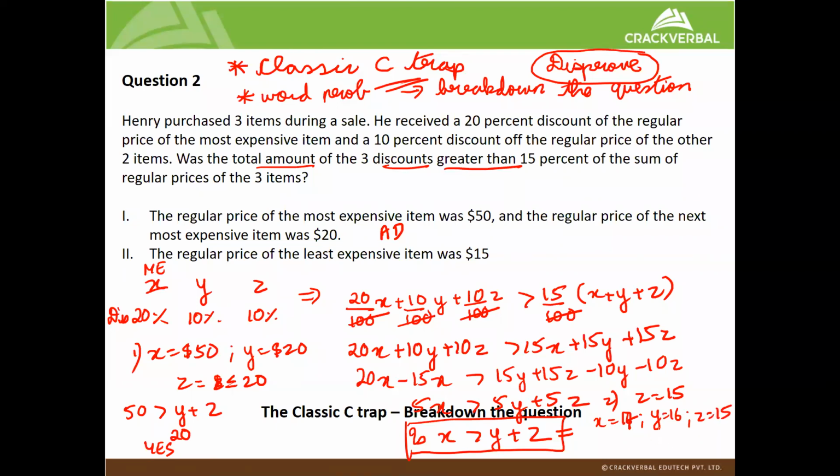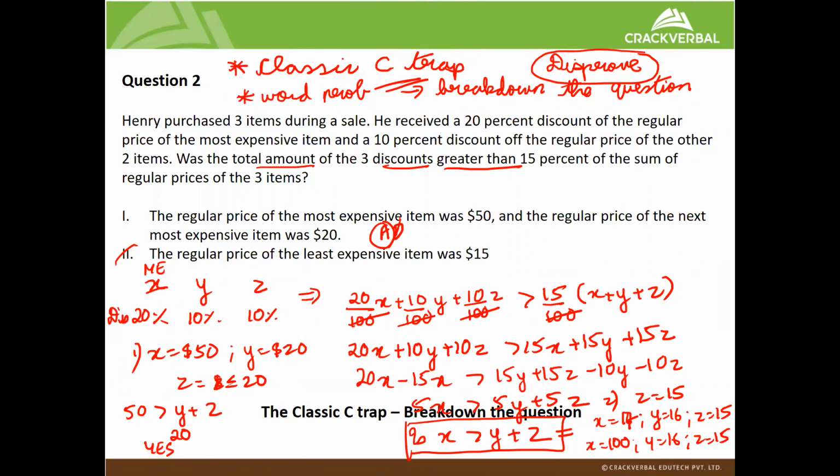In this case, X will be less than Y plus Z. Or I can take X to be 100, Y to be 16, Z to be 15. In this case, X is greater than Y plus Z. So I get a yes and a no for the second statement, which makes it insufficient. So the only possible answer choice here is A.